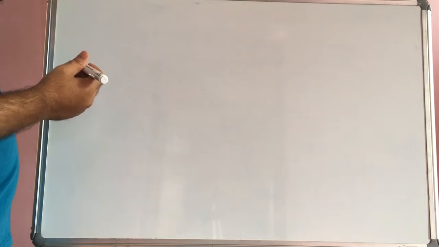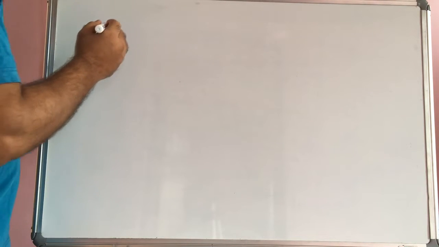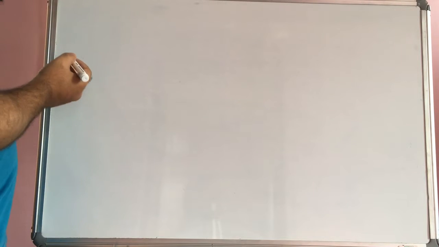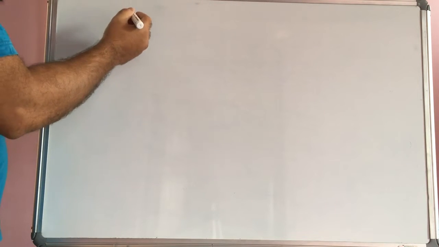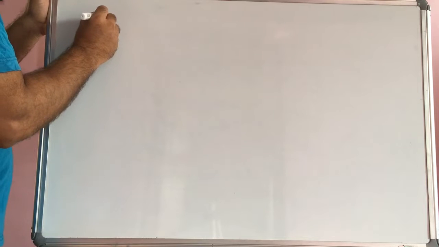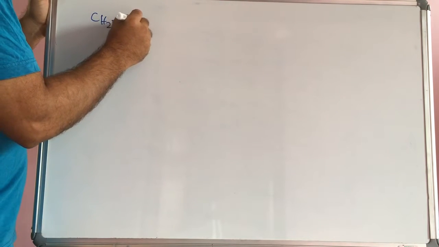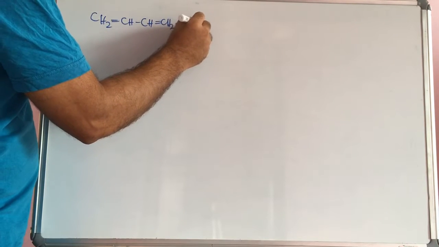Today I am discussing thermodynamic and kinetic control products of alkadiene reacting with the HBr. For example, 1,3-butadiene, CH2=CH-CH=CH2, reacts with the HBr.